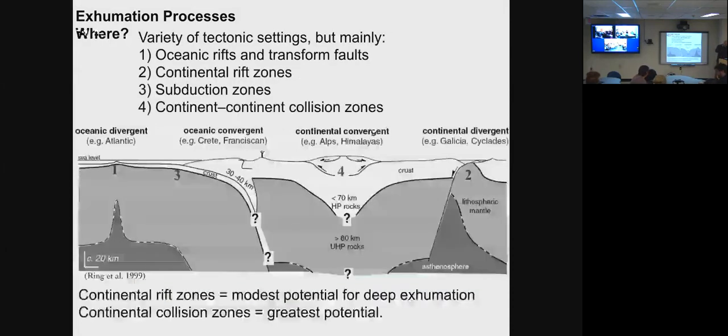So where do we have exhumation processes operating around the planet? Well, there are all sorts of different tectonic settings where it's happening: oceanic rifts and transform faults, continental rift zones, subduction zones, and continental collision zones. The numbers in this summary diagram here are the maximum depth of rocks that can be exhumed in these four different tectonic environments.